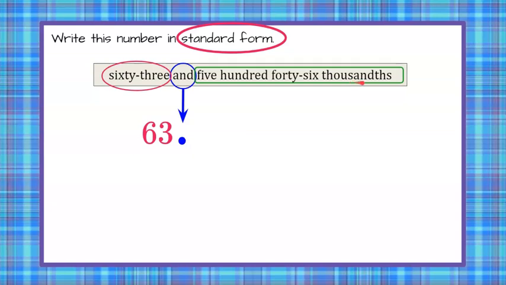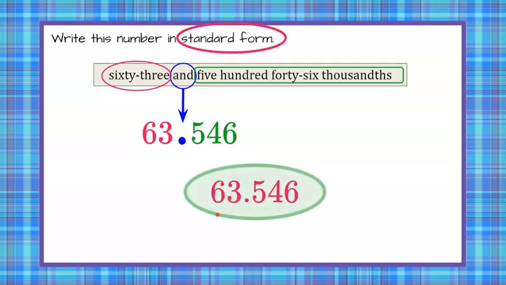546 thousandths. So thousandths means it's part of a whole, but we're going to take this numerical value and just write it. 546. And it's that easy. We now have our decimal. So our answer is 63 and 546 thousandths.